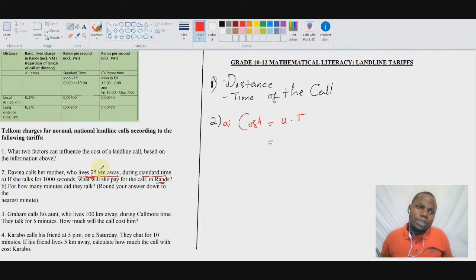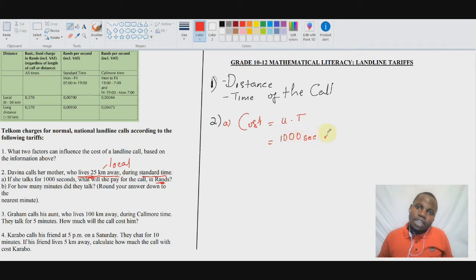Now, 25 kilometers away, go to your table. Anything between 0 to 50 is regarded as a local call. They are indirectly telling you that this is a local call, right? So now you know it is a local call, and what you have to use is the tariff for a local call. Now, for how many minutes did she speak? She spoke for 1,000 seconds, okay?